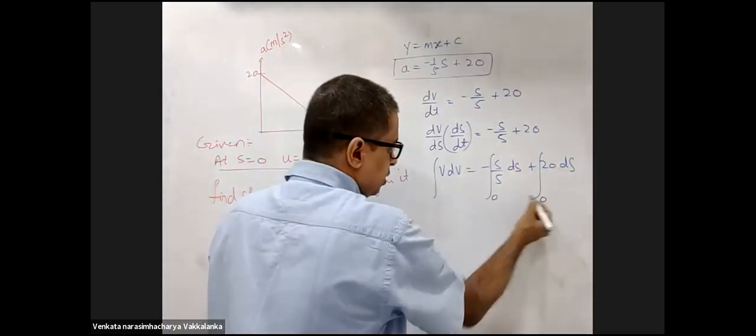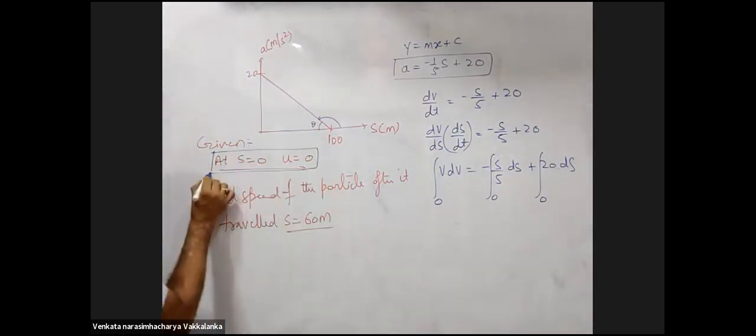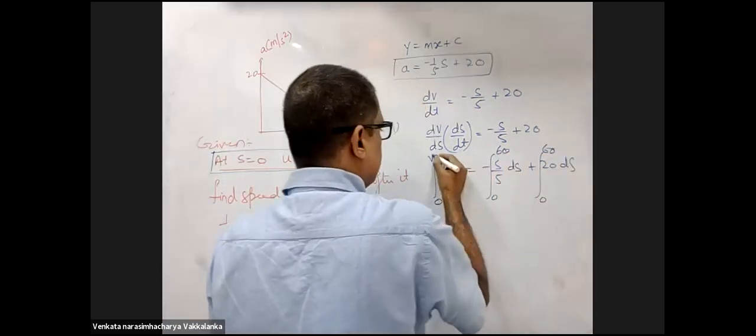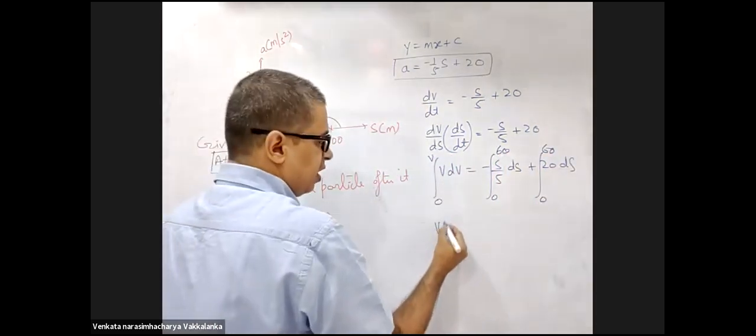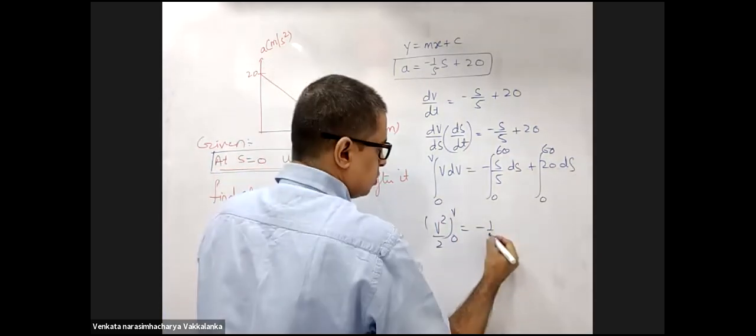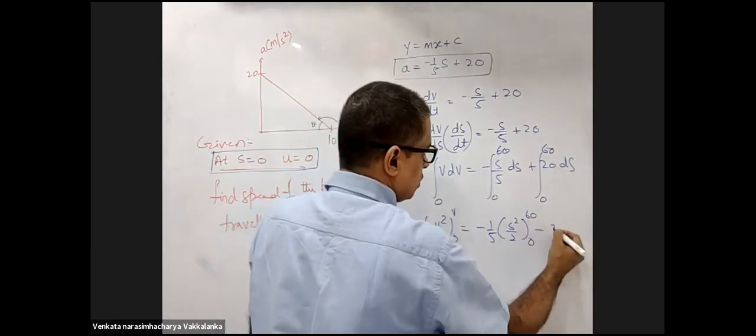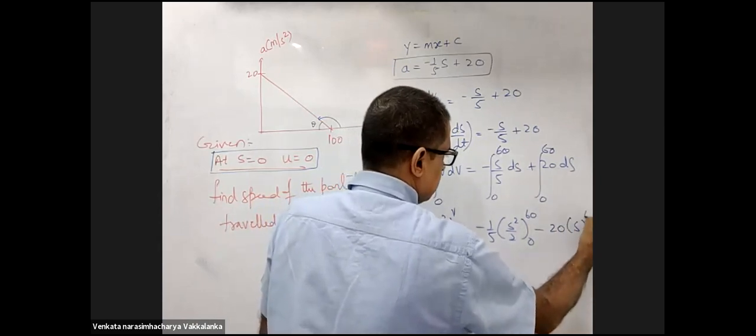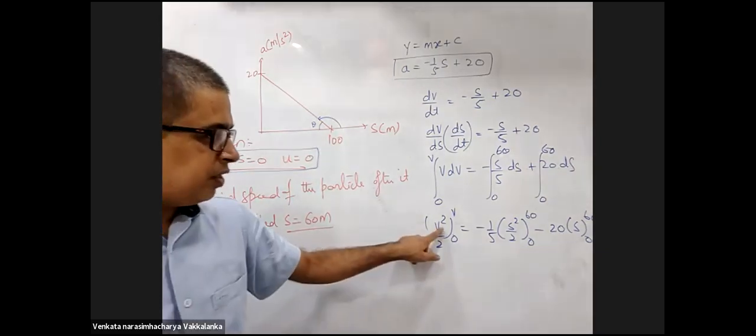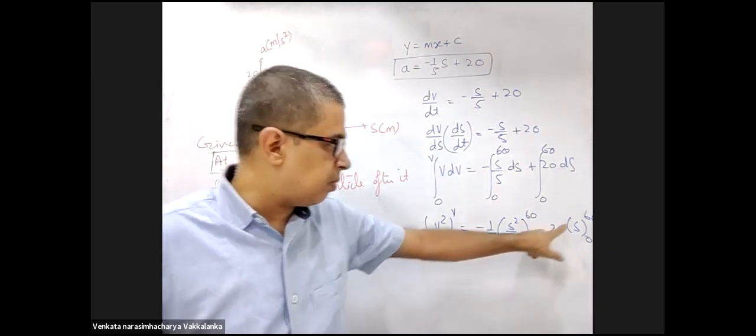When displacement is 0, what did you tell me initially? Velocity is 0. When displacement is 60, you are asking me for velocity. It should not be difficult for you thereafter. Integrating v dv from 0 to v equals minus 1 by 5 s square by 2 from 0 to 60, plus 20 s from 0 to 60. So v square minus 0 by 2 equals minus 60 square minus 0 square by 2 divided by 5.